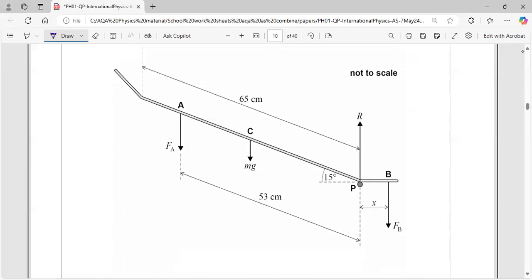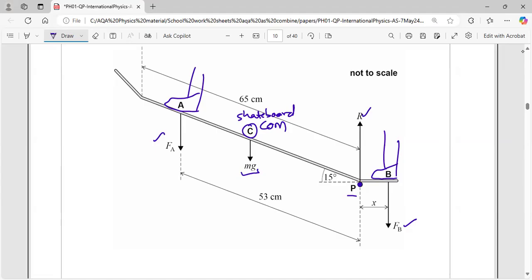Here you go, a detailed picture. This is point P, which is the pivot. R is the normal reaction force from here. Then from B, FB is acting downward. From A, FA is acting downward. This is most probably because of the feet of the child. Then see the skateboard, this is the skateboard's center of mass. Here is the skateboard weight, which is acting downward, and the distance from P to A is 53, and the distance from P to the end point is 65, which is the length of the board.